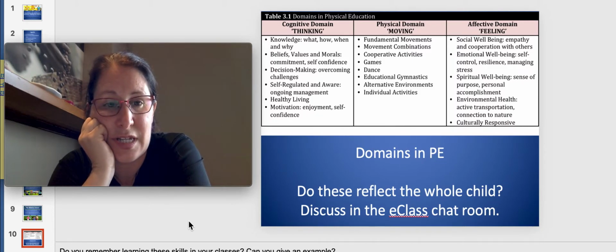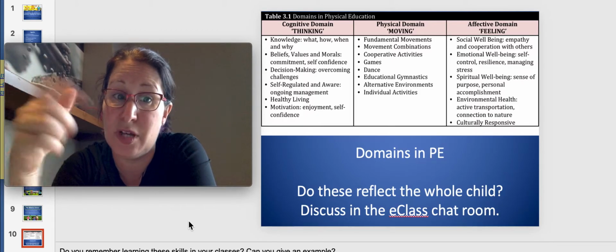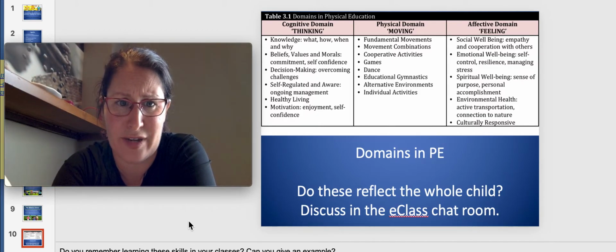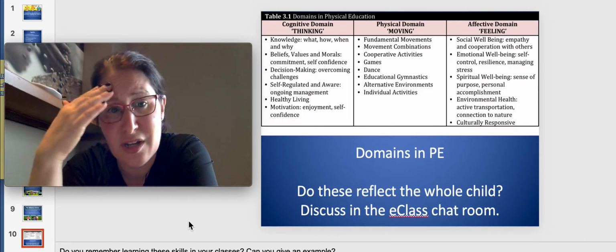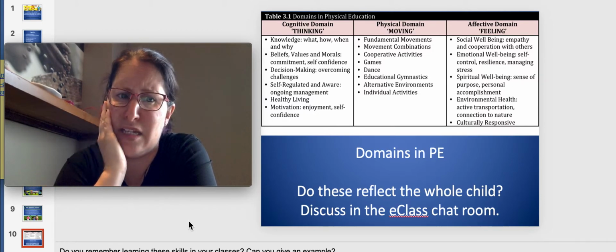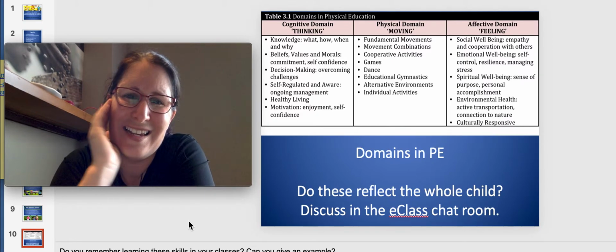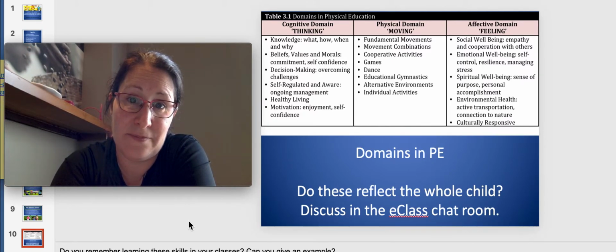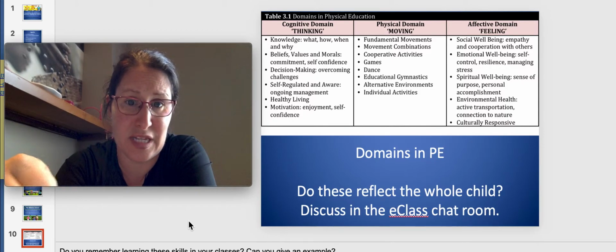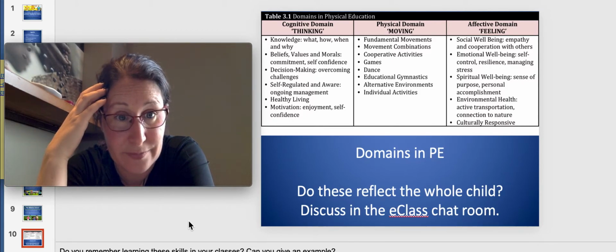So on the table, I'm pointing like you can see, it's so hard not being with you. On the table, you can see the 3 domains of physical education. It lists for you, and this table comes out of your textbook. For those of you who don't have access to your textbook, I've tried to include as much as I can legally from your textbook into the PowerPoints. So cognitive domain is thinking, and it's got a list of those things. This is the brain, the head.